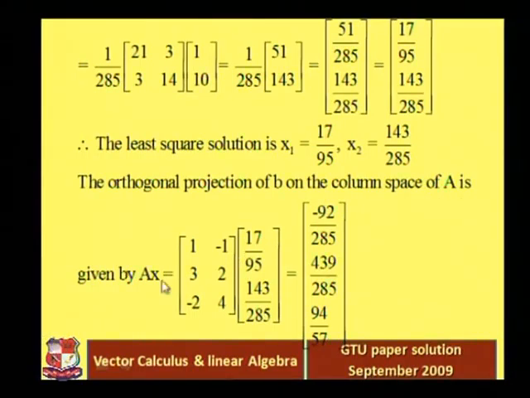So that is given by AX. A is our given matrix, 1 minus 1 3 2 minus 2 4. X is this 17 by 95 and 143 by 285. So finally you will get this column vector, that is minus 92 by 285, 439 by 285 and 94 by 57. So here the question 5b is complete. Now the next question.